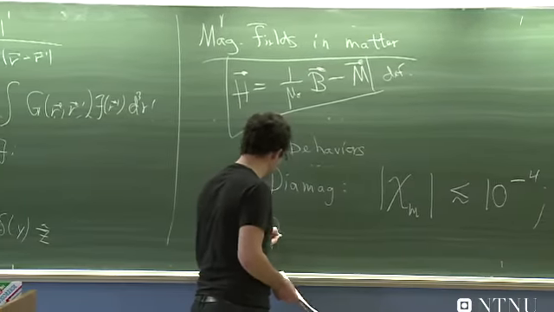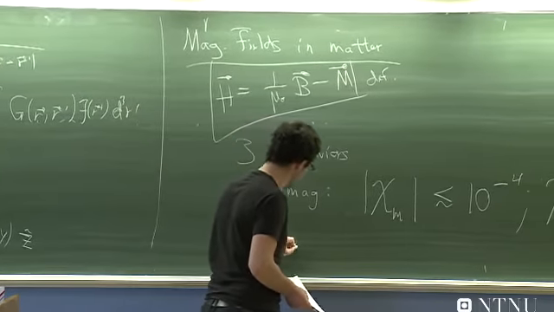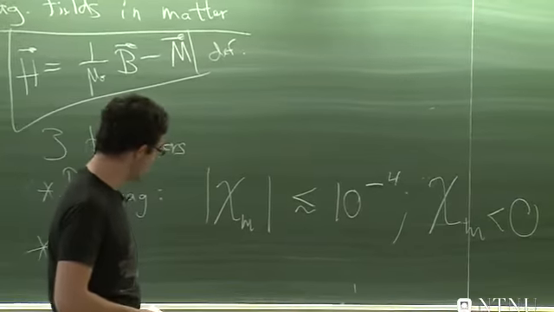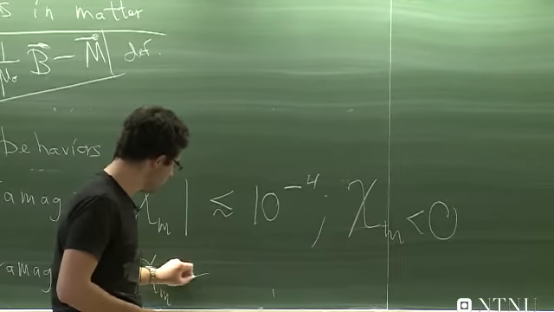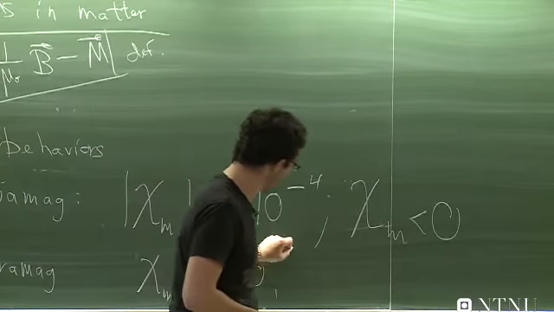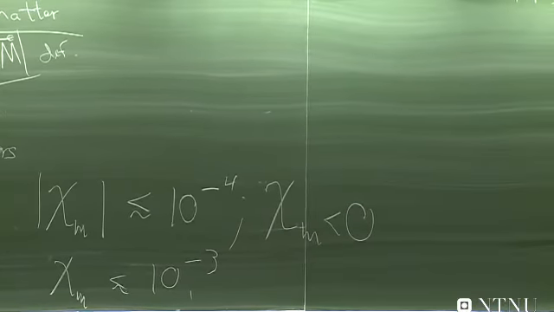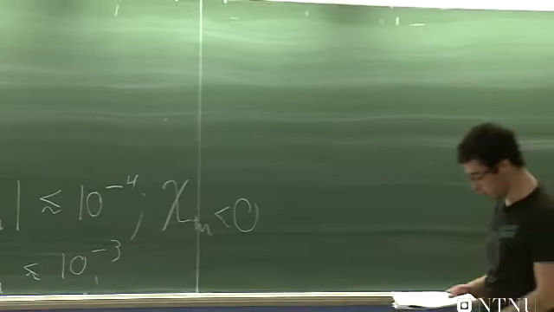And paramagnetic, basically chi m is still small, but it's positive this time. So it generates a magnetic field parallel to the external magnetic field.